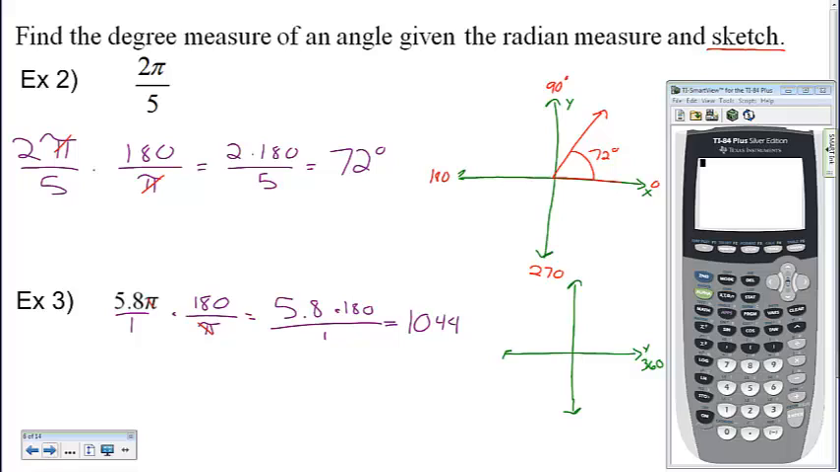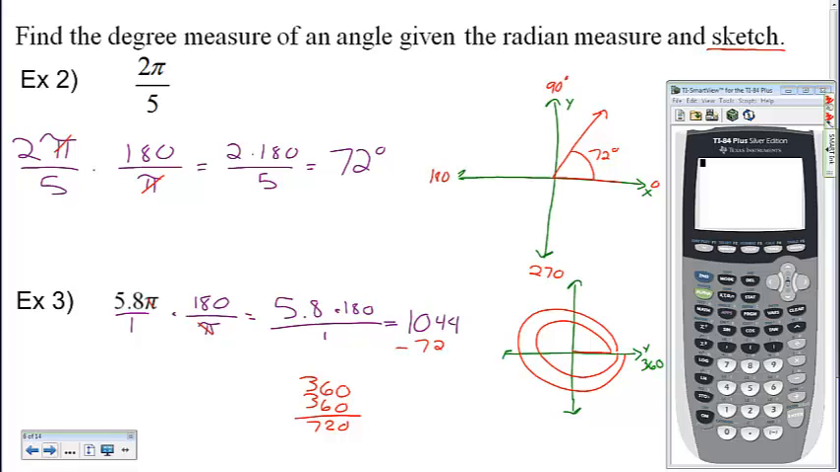I once again am asked to sketch. So I'm going to draw my axes like this and label my initial side. I know that I have a number that is greater than 360, so I'm going to start with one spiral. That spiral is one time around, or 360 degrees. Not quite at 1044, so I'm going to go around in a circle one more time. That's my second spiral. I add that to the 360 I already went. That means I've traveled 720 degrees.